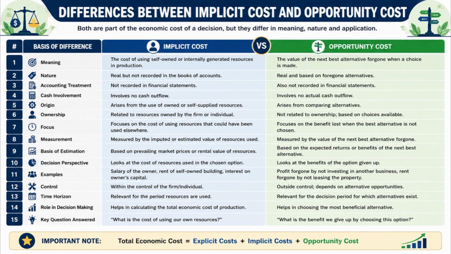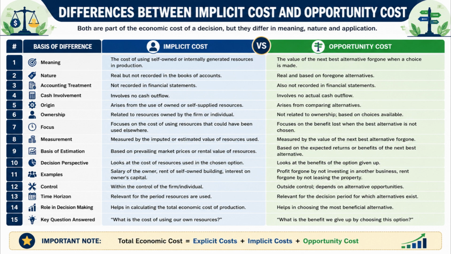Number 10. Implicit cost evaluates the cost of resources employed in a particular decision, whereas opportunity cost evaluates the benefits sacrificed by not selecting another option. Number 11. An example of implicit cost is the salary an owner could have earned elsewhere while working in their own business, whereas an example of opportunity cost is the profit lost by not investing in another business opportunity.